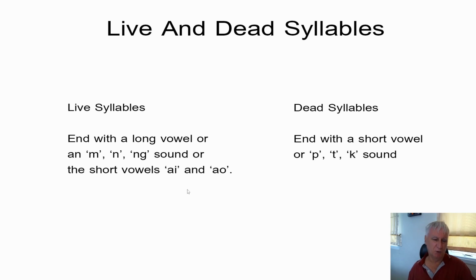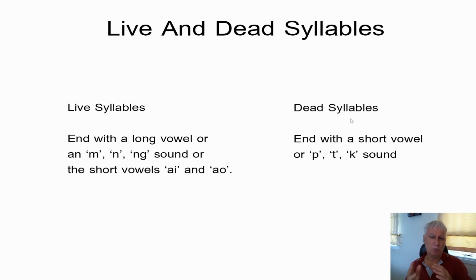So here are the basic rules. A live syllable ends with a long vowel or an M, N or NG sound, or the short vowels i or ow. And a dead syllable ends with a short vowel or a P, T or K sound.